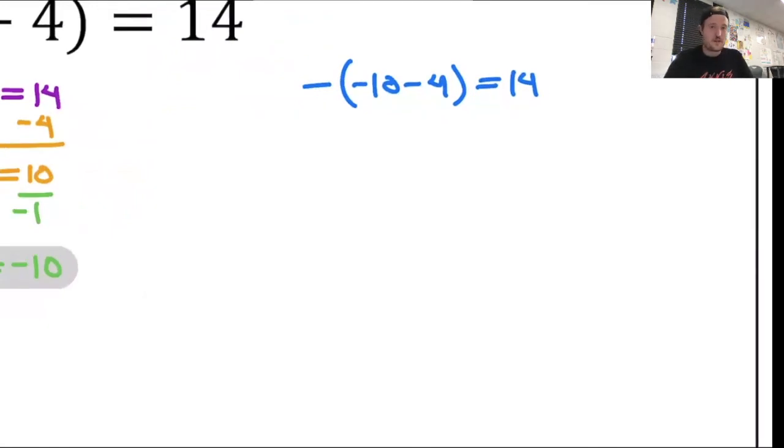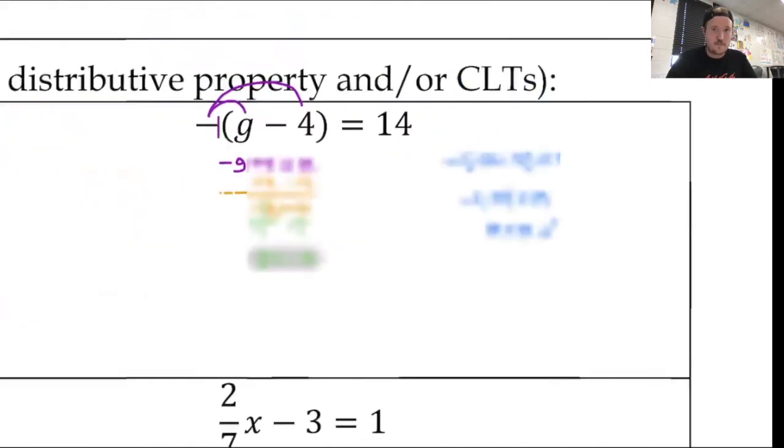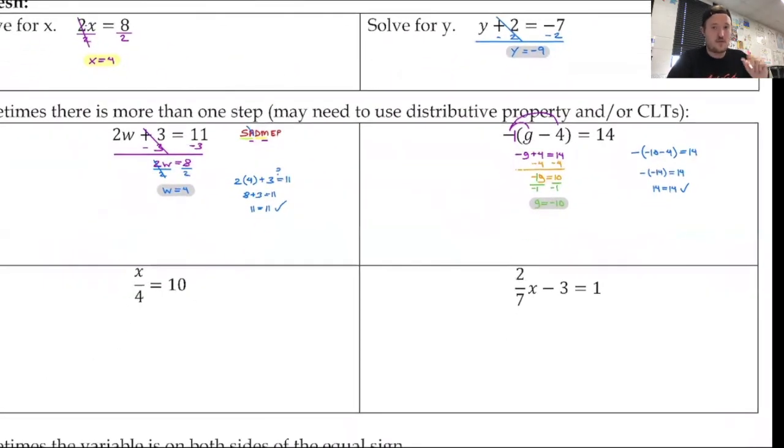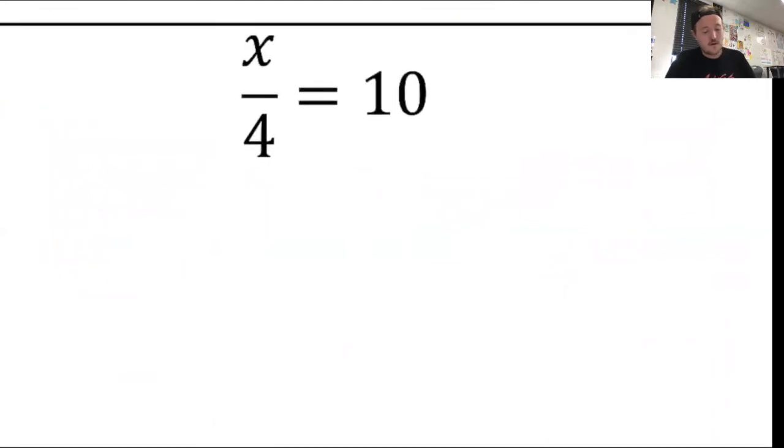I'm actually going to combine in the parentheses first. So -10 minus 4, that gives you -14. And I still have that negative on the outside. So a negative times a negative gives you a positive. So I have +14 equals +14. So once again, this one works. It checks out. I highly recommend that you take your solution and plug it back in just to check and verify your solution. It will come in very handy, I'm just saying, especially on those assessments.